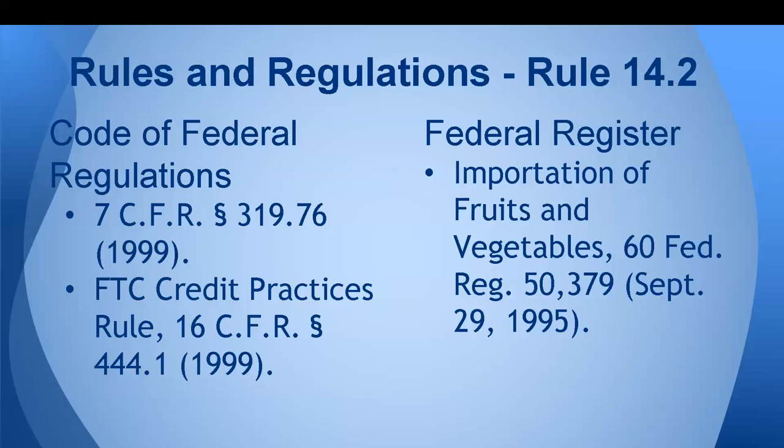Register, which does include finalized rules, but also proposed rules, public notices, and presidential actions. The citation to the Code of Federal Regulations looks much like a statutory citation. It is split into 50 titles, which are then organized into sections. Just like a statute, you can list the title of the regulation, followed by the title number, the abbreviation for the code, then the section and year.